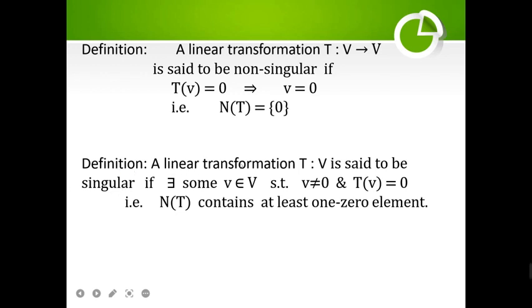A linear transformation T from V is said to be singular if there exists some v, an element of V, such that v is not equal to 0 and T of v is equal to 0. For example, the null space of T contains at least one nonzero element. You can see the difference. In singular, there exists at least one nonzero element. However, in non-singular, it is the set of 0.